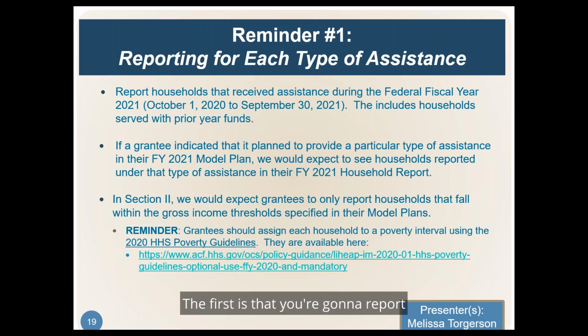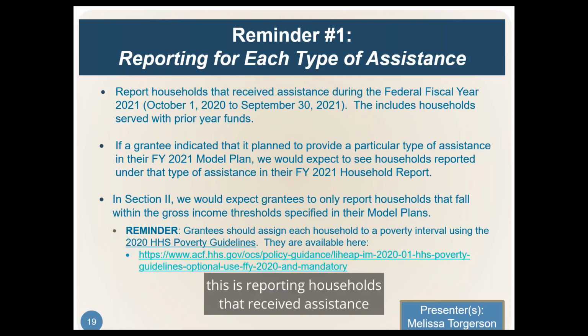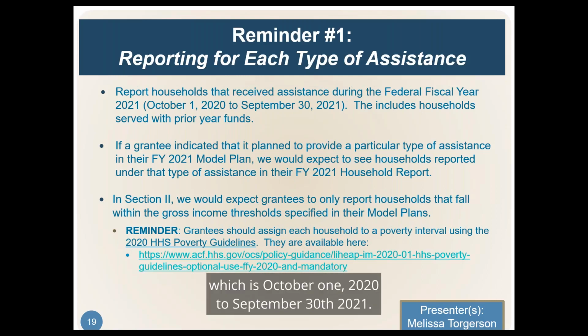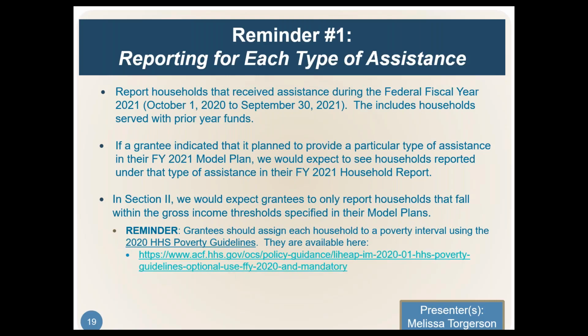The first is that you're going to report for each type of assistance. And we already mentioned this is reporting households that received assistance during the federal fiscal year, which is October 1, 2020 to September 30th, 2021. And some of you, once again, have different program years, January to December, July to June. And so it's very important that when you are gathering data from your system, that you're gathering it for these dates, not your program year.